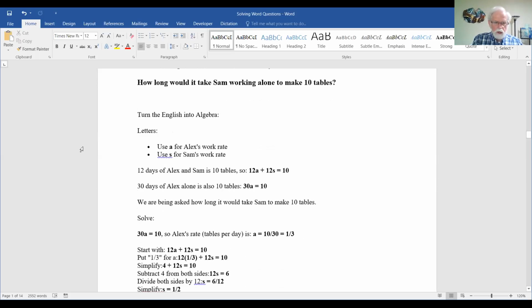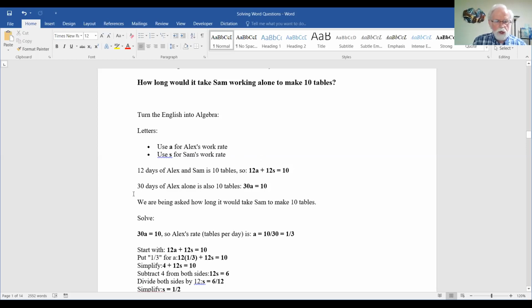Between the two of them. So if we use Alex's work rate and Sam's work rate, we know that 12 days of their work, each of them, 12 days will produce 10 tables. So 12 times Alex's work rate, which is tables per day, and then 12 times Sam's work rate, which is also tables per day, is going to add up to 10 tables. Because we've got 12 days times Alex's tables per day and 12 days times Sam's tables per day.